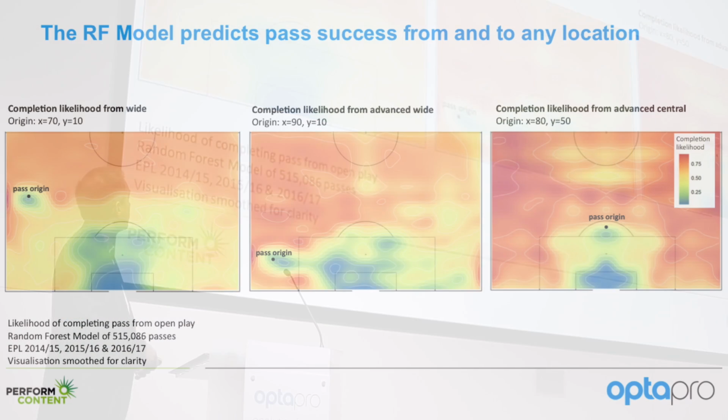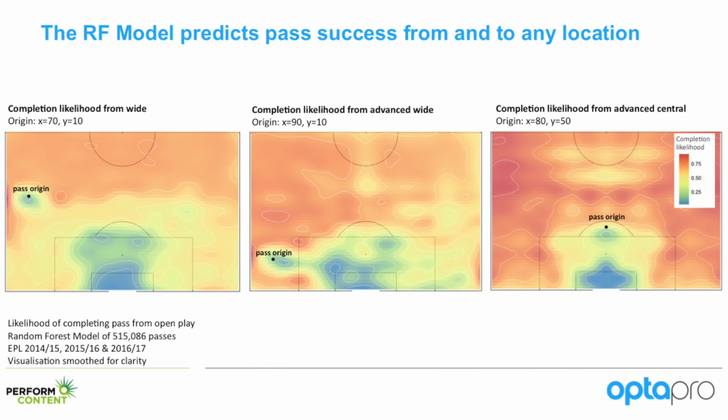We'll get into some visualization. So what we're looking at here is 3 pass origins, one from deep as a cross, one from further forward as a cross, and one from right in front of the penalty area inside the D. And it's plotting out, the redder areas are easier passes, so it's a heat map. Red is easier, blue is colder, more difficult. How likely are you to complete a pass from the origin into any of these locations? And that's what the random forest is allowing us to do.